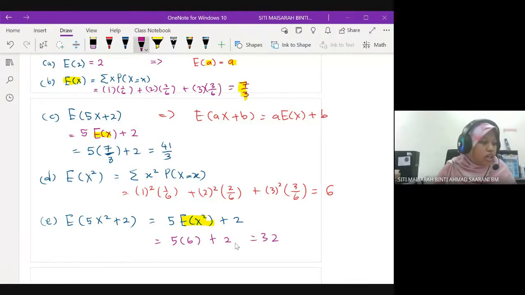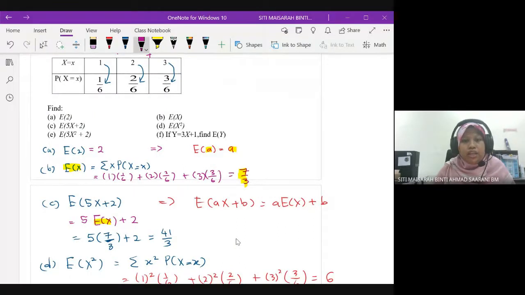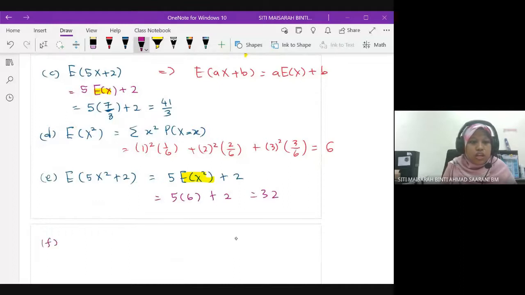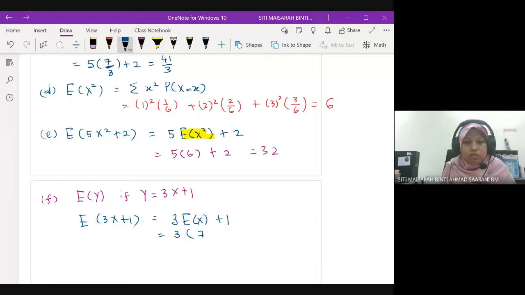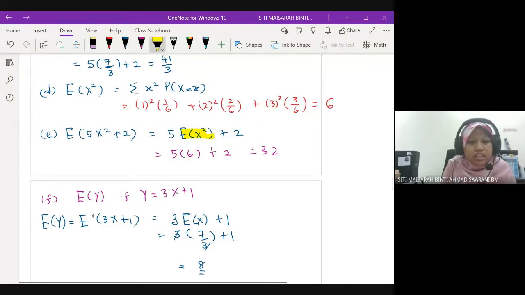Okay. Then finally, question F, we want to find EY if Y is equal to 3X plus 1. So the question asks to find EY if Y is equal to 3X plus 1. So means that we want to find E of 3X plus 1. Okay. Y ni adalah 3X tambah 1. Jadi bermaksud E 3X tambah 1. Bermaksud this one 3 EX plus 1. So means that 3 times EX tadi kita dapat dekat B 7/3. So 3 times 7/3 plus 1. So then we get 8. So finally EY is equal to 8. Okay. Ini is actually EY lah. EY tu maksudnya Y tu gantikan dengan 3X tambah 1.